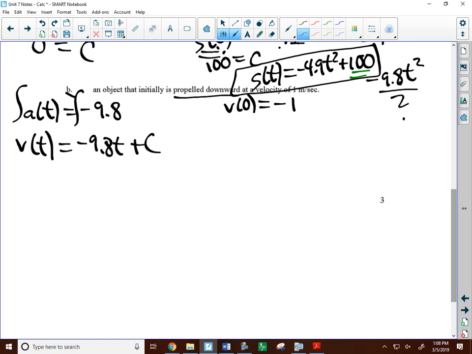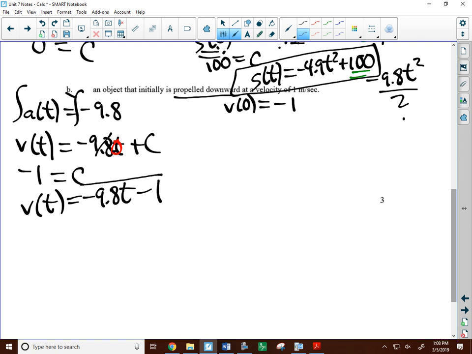So now, v of 0, so a time of 0. I'm just going to put in 0 for t. The velocity is negative 1. I'm putting in 0 here, so this is gone. It's just 0, and then c. So my final velocity function is negative 9.8 t minus 1. You can see there is a difference on this one. We actually have a c value that's not 0.